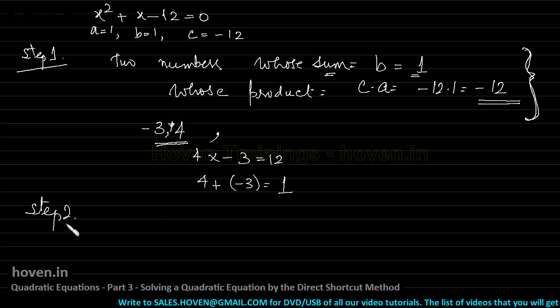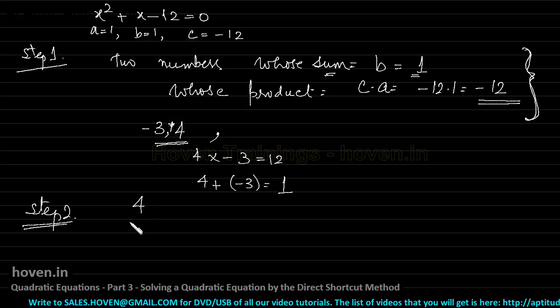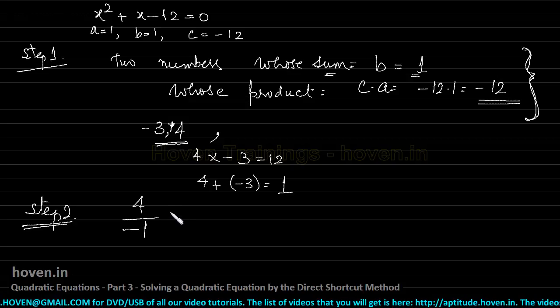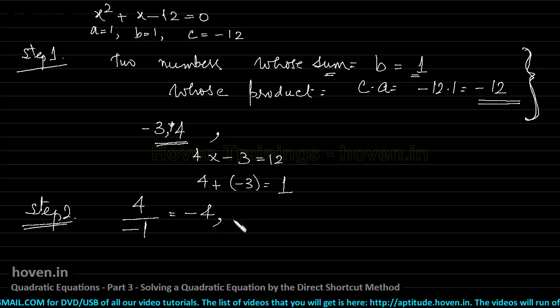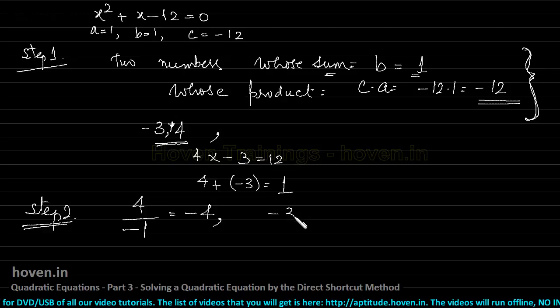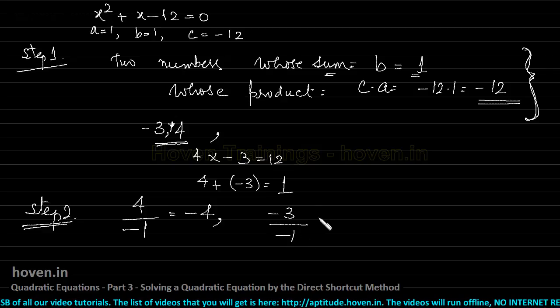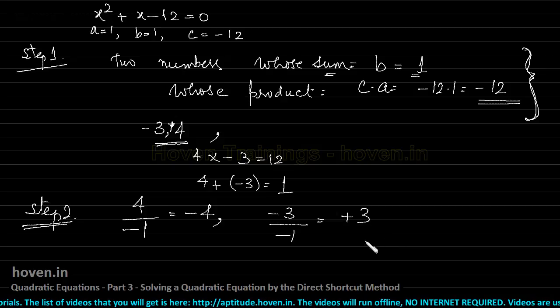In step 2, the roots would be: one is 4 by minus A. A is 1, so it is minus 4, and the other is minus 3 divided by minus 1, which is equal to plus 3.